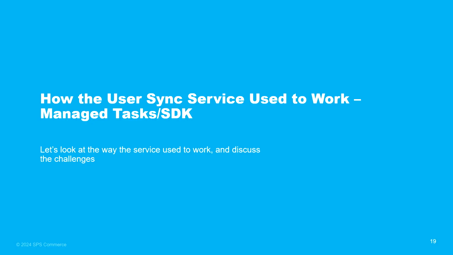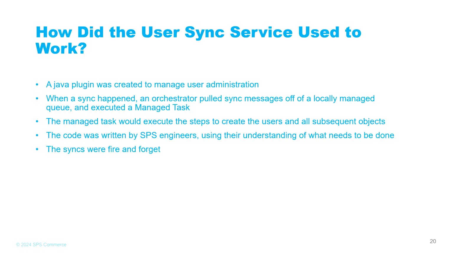So let's talk about the user sync service, how it used to work. We have another Java plugin living on the web server, and when a sync happened, an orchestrator would pull the sync messages off a locally managed queue and execute the managed task. It would call a single managed task, sync user. And the managed task would execute the steps to create the user and all subsequent objects.